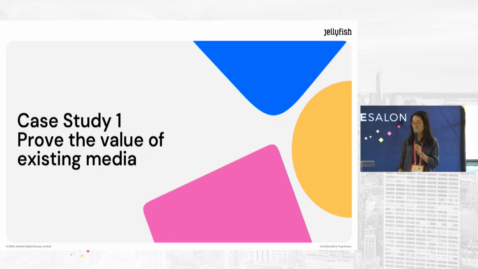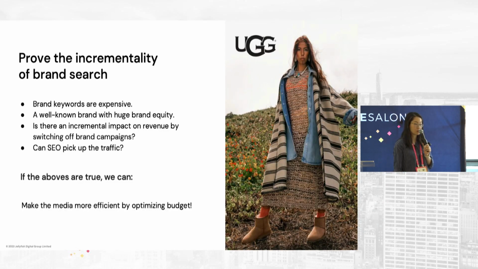Next, I'm just going to show a couple scenarios. The first scenario is proving the value of existing media. AG is one of our clients, so we're running media for them, and they're a very well-known brand. They're selling very comfortable and fashionable boots. Of course, they have a very established brand with huge brand equity, but at the same time, they're running the brand search campaign. As you know, brand search campaign is expensive, but at the same time, the attribution model tells the client, because it's very focused on lower funnel tactic, that it's very efficient.